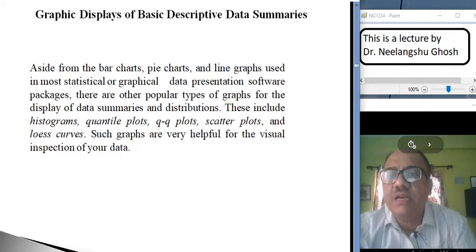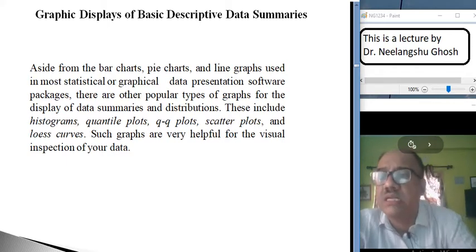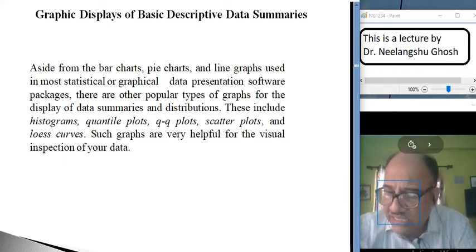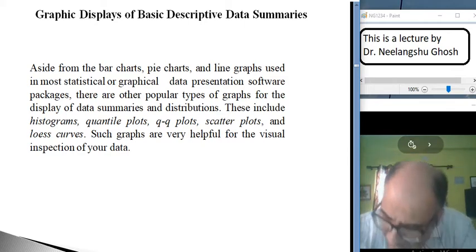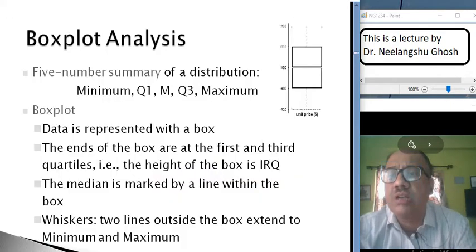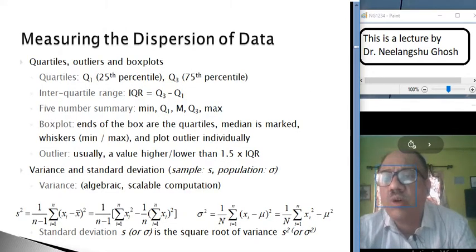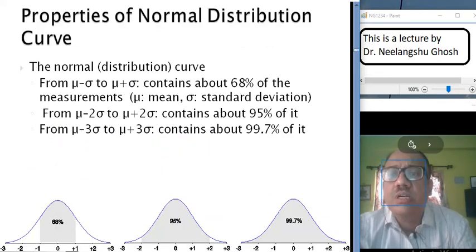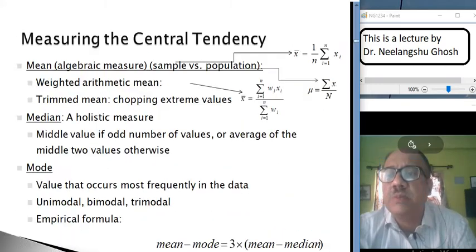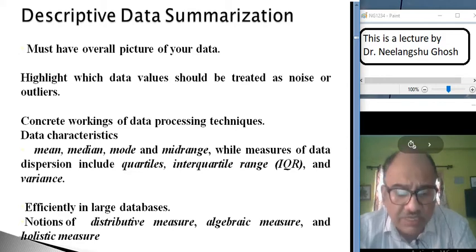Other than the graphic displays of basic descriptive data summaries that we have discussed, like box plot, mean, median, scatter plot, histogram analysis, normal distribution, quartiles and outliers, these are the things we have discussed for measuring the dispersion and the central tendency, which give you the description of data summarization.